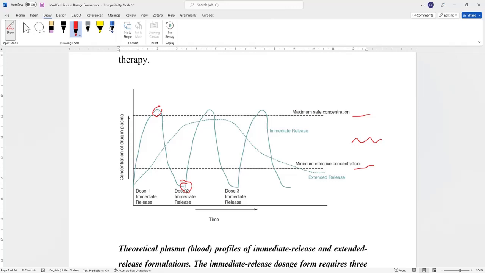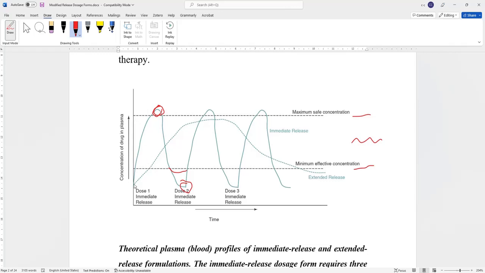So between peak and trough concentration, you start fluctuating between these two concentrations. So you have many fluctuations, and especially if you don't stick with the correct time, most probably you will have concentration above the maximum safe concentration, or in other words, the minimum toxic concentration. It's above that, and you have periods of time, like from here to here, where the effect is not seen in the patient, or there is no therapeutic effect.